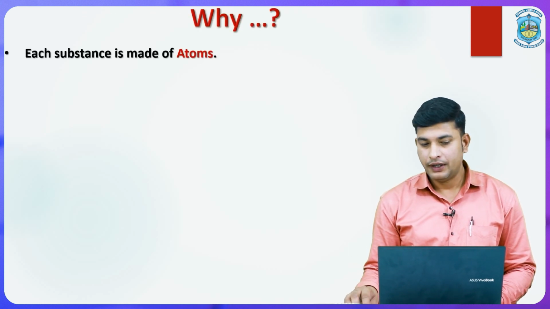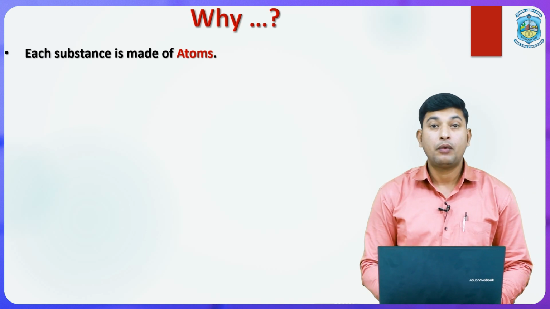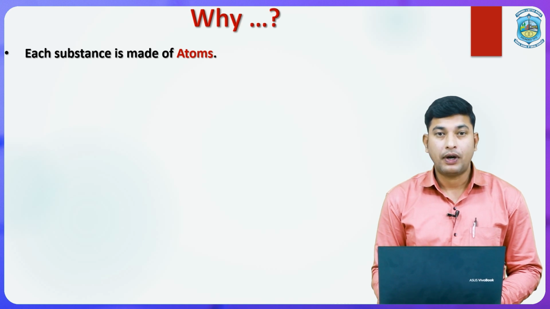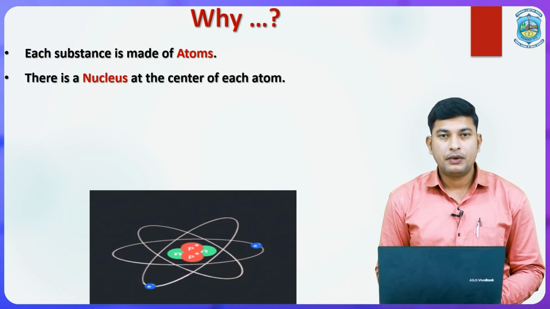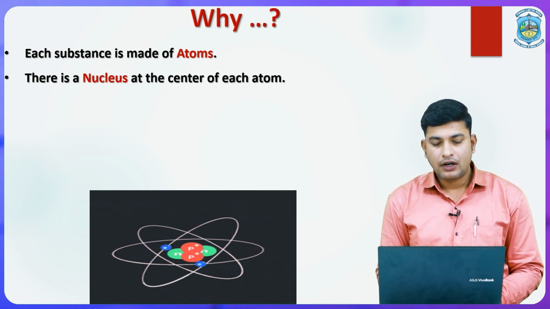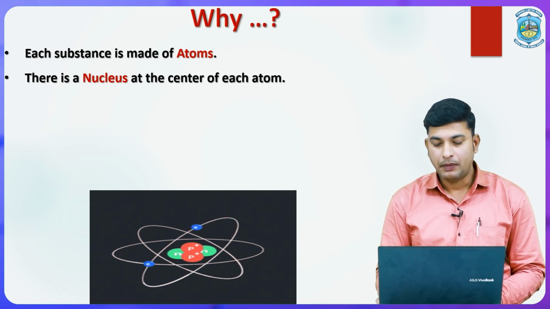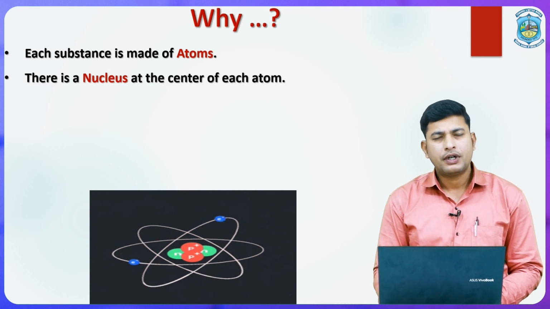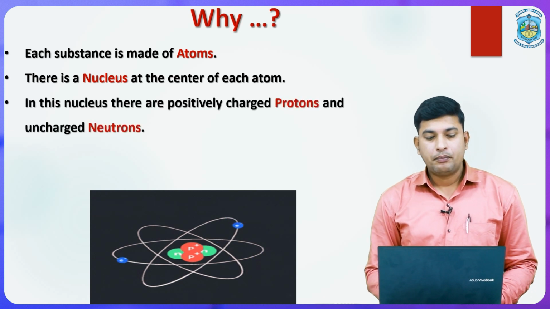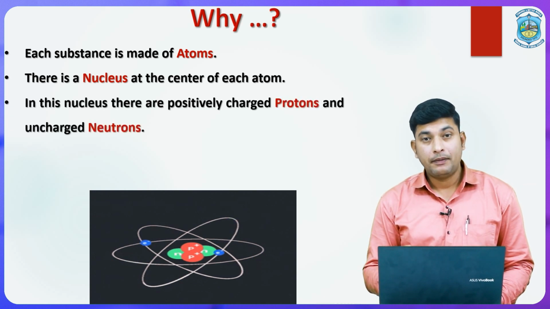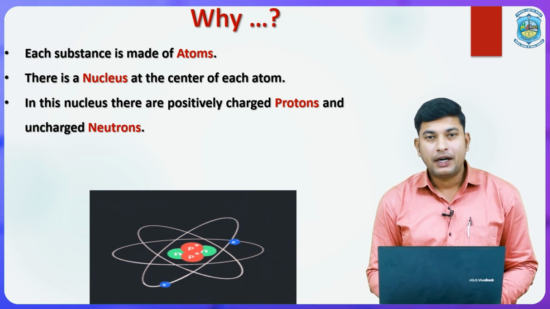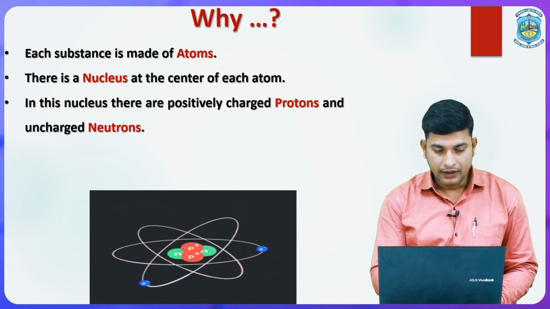Because, as we all know, each and every substance is made up of various atoms, which we call the atomic structure of any material. In this structure, at the center point we have a nucleus. A nucleus is a composition of various particles, the protons, neutrons and some others, but we will discuss only protons and neutrons. Protons are positively charged particles, and there are also uncharged particles known as neutrons.